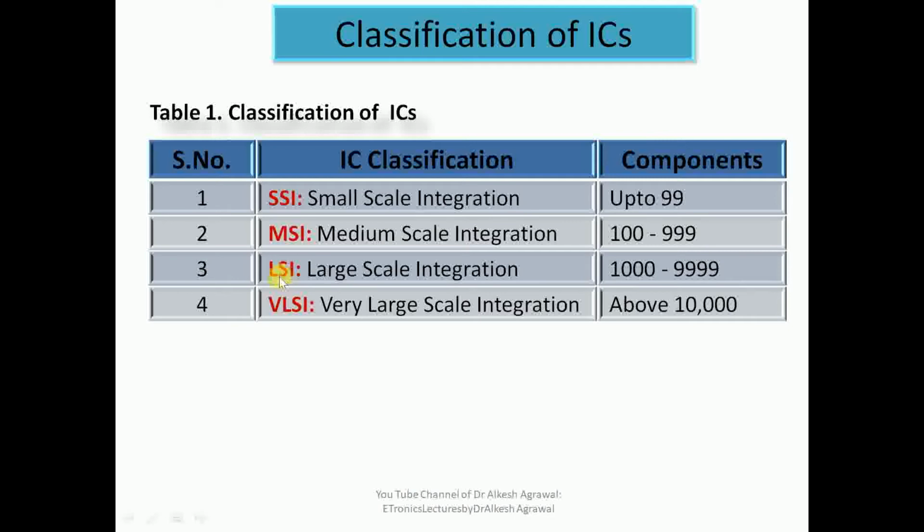The third classification is LSI, that is large scale integration, where an IC contains electrical components varying from 1000 to 9999. And we have VLSI, that is very large scale integration, where the electrical components are above 10,000. So nowadays we have lakhs of components that can be fabricated in VLSI technology.